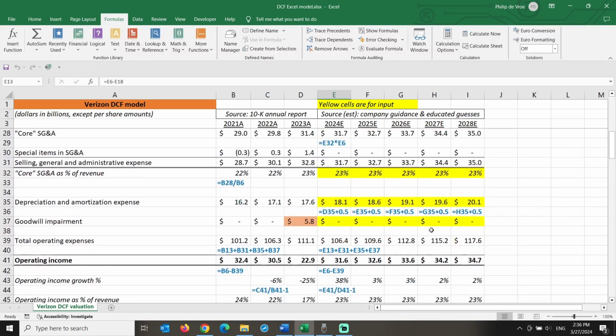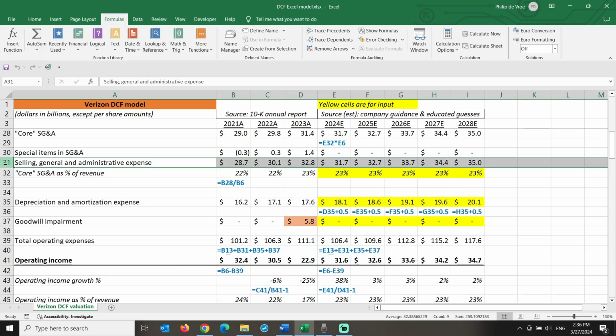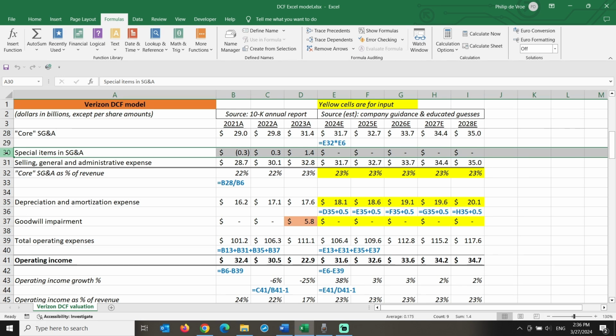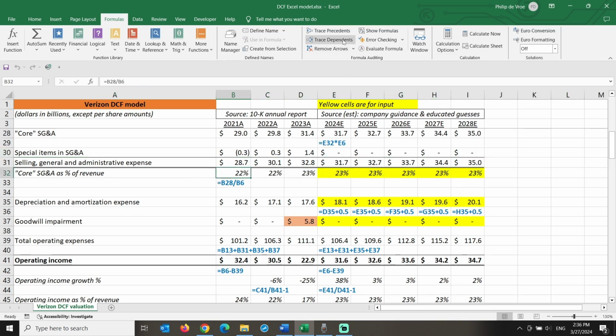On to selling, general and administrative expenses, in short SG&A, another major cost line in Verizon's P&L. This is a tricky one, as there are parts of SG&A that are recurring and can be used for a trend analysis, and other parts that are supposed to be non-recurring special items. Once the special items in SG&A are isolated, we can calculate core SG&A as a percentage of revenue and get to a pretty consistent 22% to 23% of revenue, which we can use in our forecasting exercise for future years.